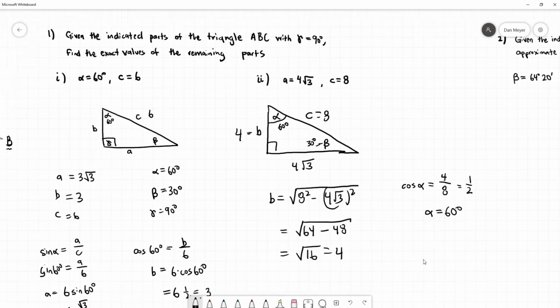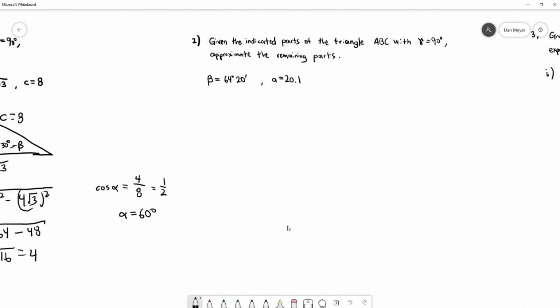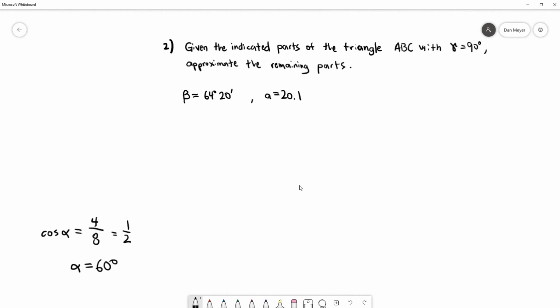All right, we can do a similar problem. Given the individual parts, approximate the remaining parts. So let's go ahead and draw our triangle. I'll draw one that looks like this time, pointing to the left. All right, we have beta, angle beta. One of the angles is given to us. It doesn't really matter which one we call beta. The picture doesn't have to be to scale. There's angle alpha then. Side length A would be over here now, 20.1. And we don't know side length B or side length C.